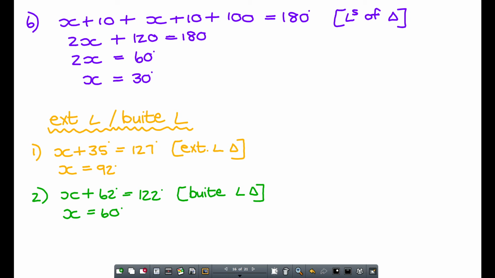Number 2. I added up those 2 interior angles. So x plus 62 will be equal to this exterior angle. Again, reason would be exterior angle triangle. I'm just going between the Afrikaans and the English. But for this whole page, your reason would be exterior angle triangle, right? Okay, so if I wanted to work out what x is, I took that 62 over. And if I take it over, it becomes minus 62. And that's how I get to x is 60.